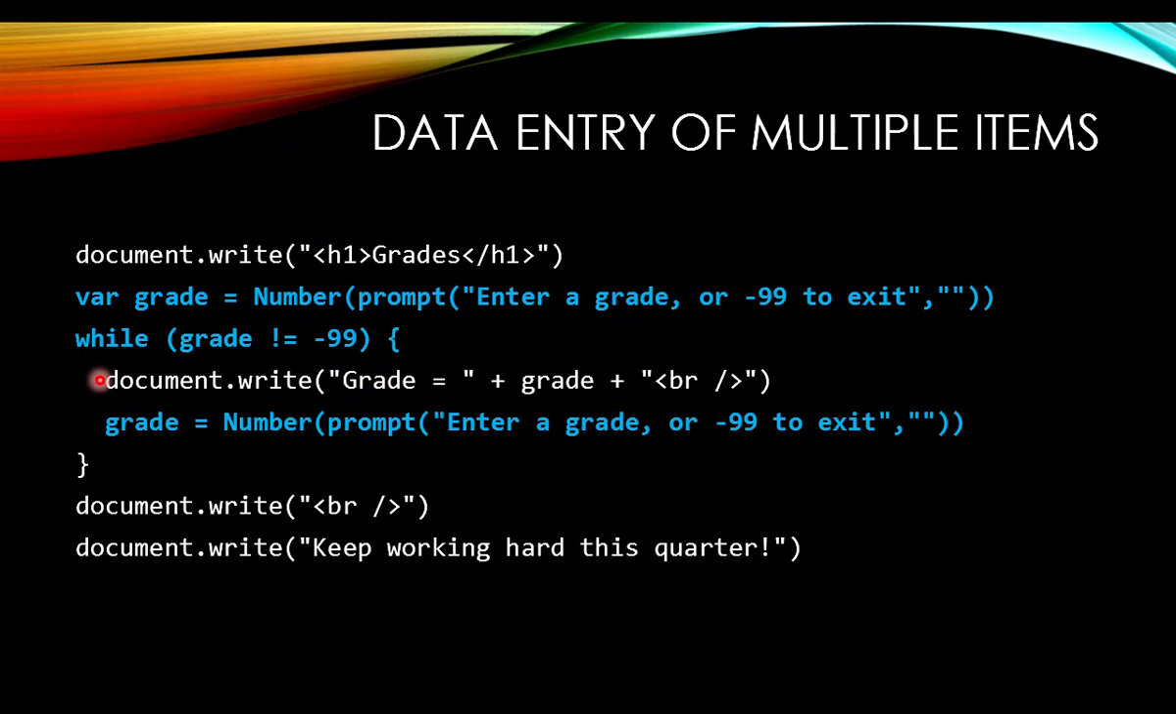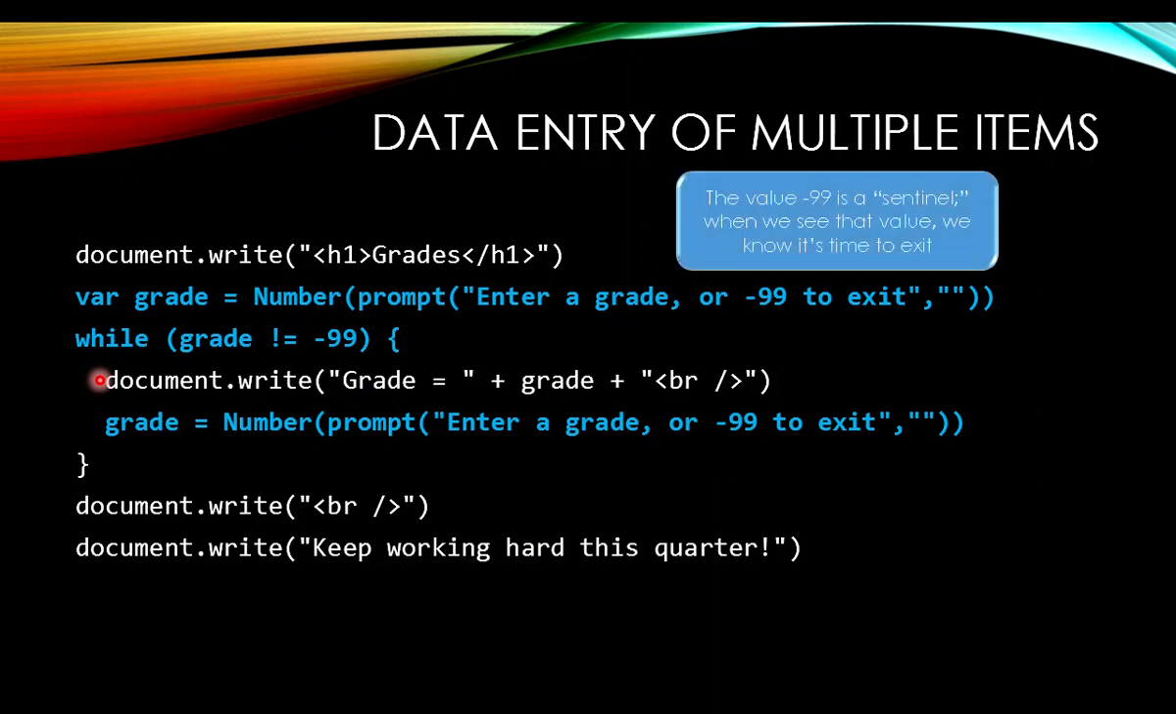So great example of entering multiple items, and this is another example of this priming the pump thing. And so again, the -99 we'll call a sentinel, right? It stands guard, and when we see that sentinel, it knows that something needs to happen differently. In this case, we need to exit the loop. So that's one quick example of a great thing to use loops for, data entry.